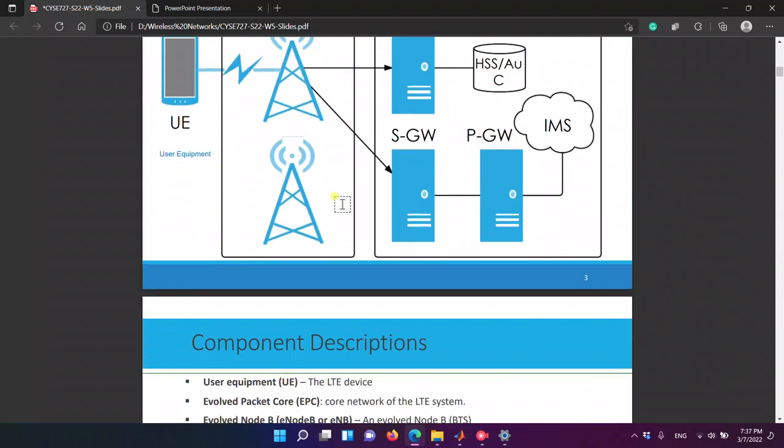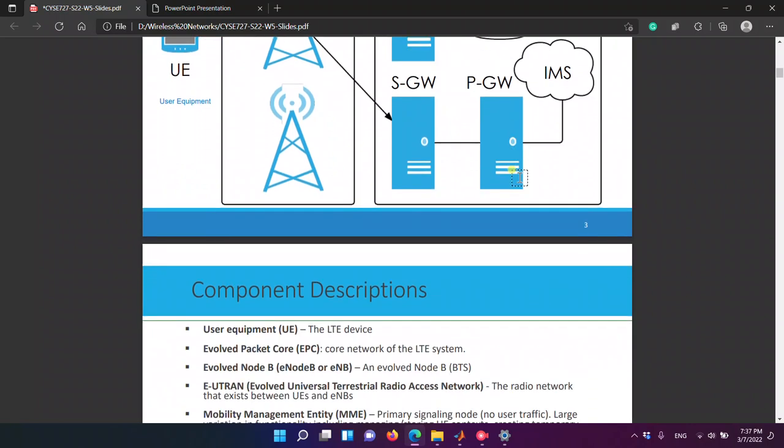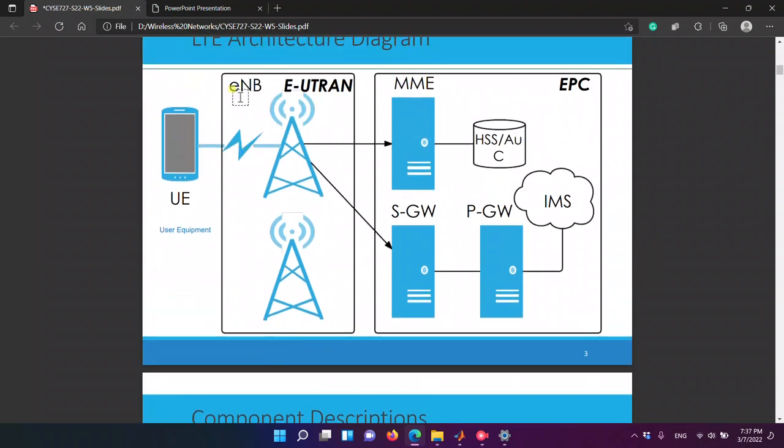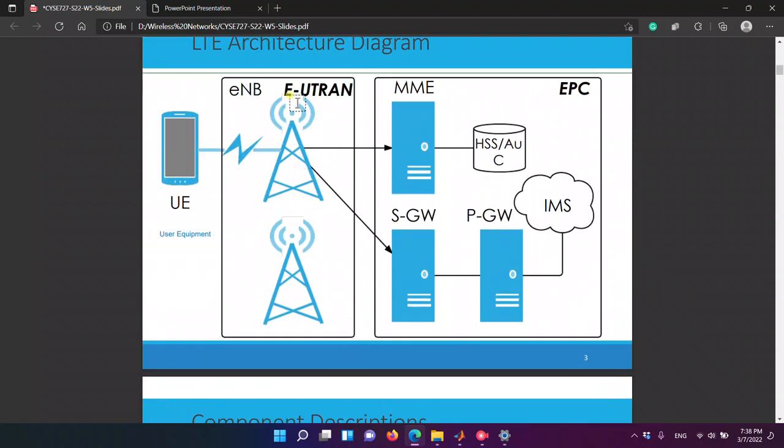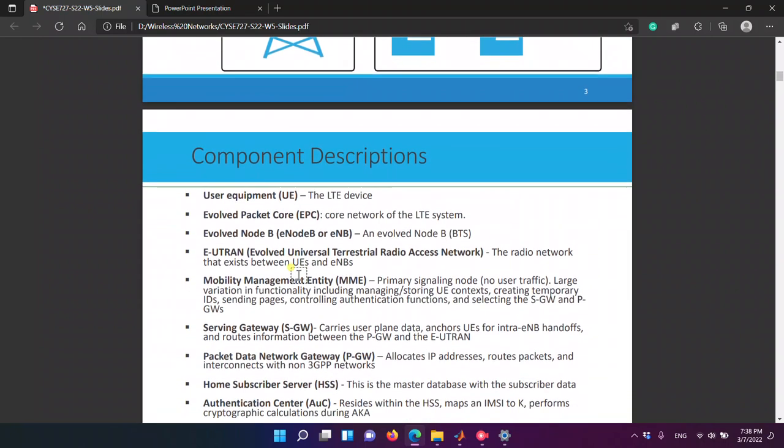User equipment, and the evolved packet core is this one, and it's the core network of the LTE system. The evolved node B, so I guess eNB means evolved node B. An evolved node B. And the EUTRAN, which is the Evolved Universal Terrestrial Radio Access Network, is the radio network that exists between UEs and eNBs. So the EUTRAN is the network that exists between the eNB and the UE.